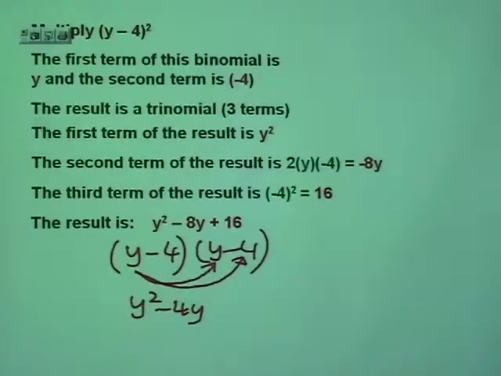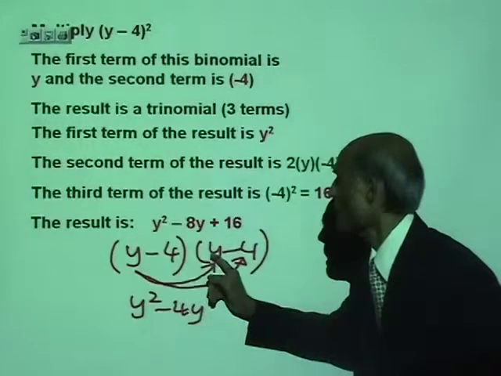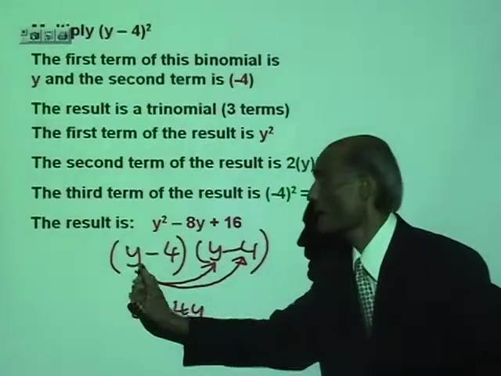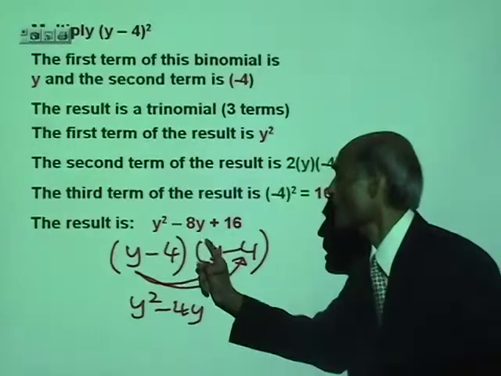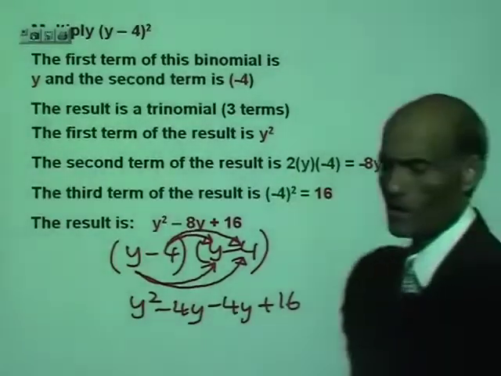Alright, we finished multiplying. If you look, we multiplied y with the y and y with the negative 4. We finished multiplying with y. Now we multiply with negative 4. Negative 4 times y is negative 4y. And negative 4 times negative 4 is positive 16. You see?